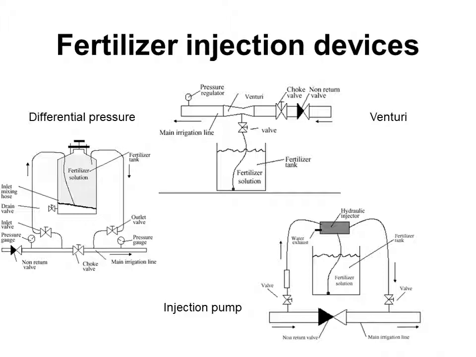This is more accurate because this will not depend on the pressure of the irrigation system. But here and here we are depending on having good pressure at the irrigation system. If we have problems with pressure, then the venturi or the differential pressure will not be working correctly. So this is the most accurate system for injecting fertilizer into the irrigation system using injection pumps.